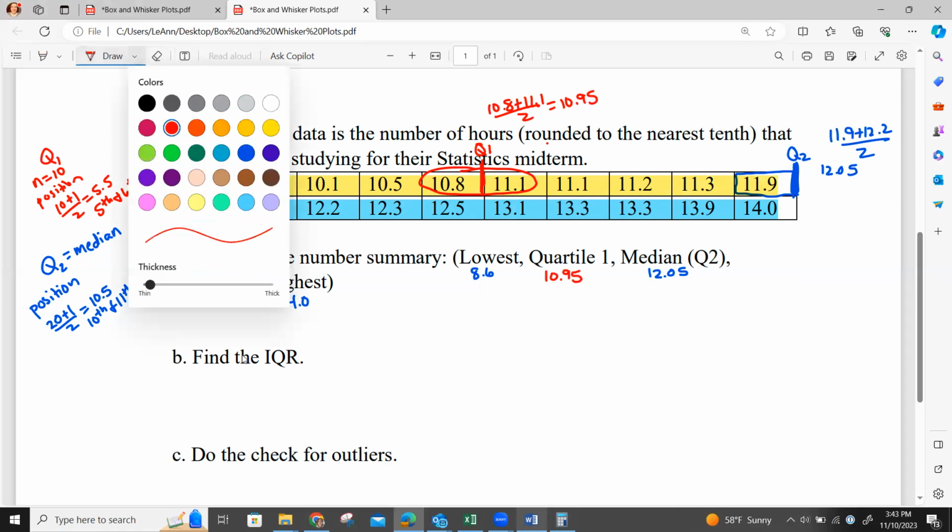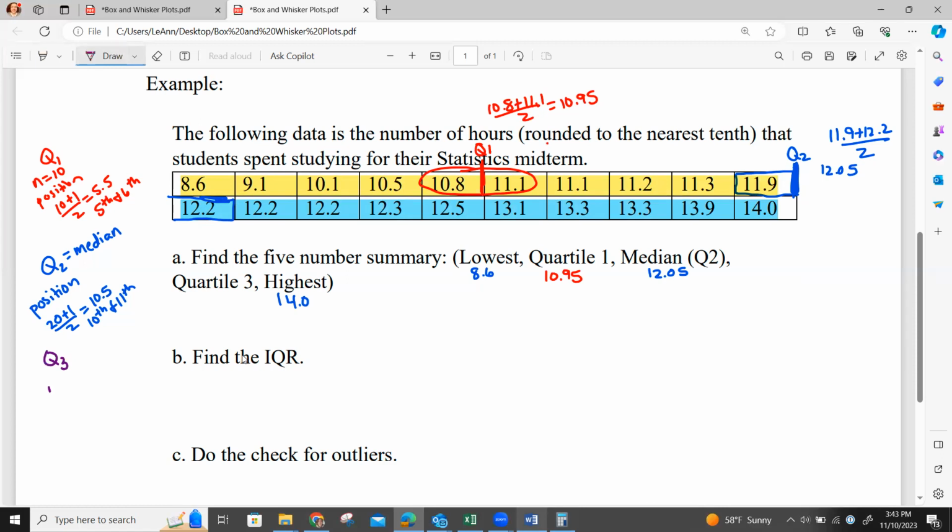Now to find my Q3, because remember that's on the top half up here because we already have Q2. So Q3 is going to be still 10 numbers on the top half past the Q2. We're going to have a position again of 5.5 then. So it's between the 5th and 6th of the blue group. So 1, 2, 3, 4, 5, and then 6. So we're going to be looking for Q3 right here.